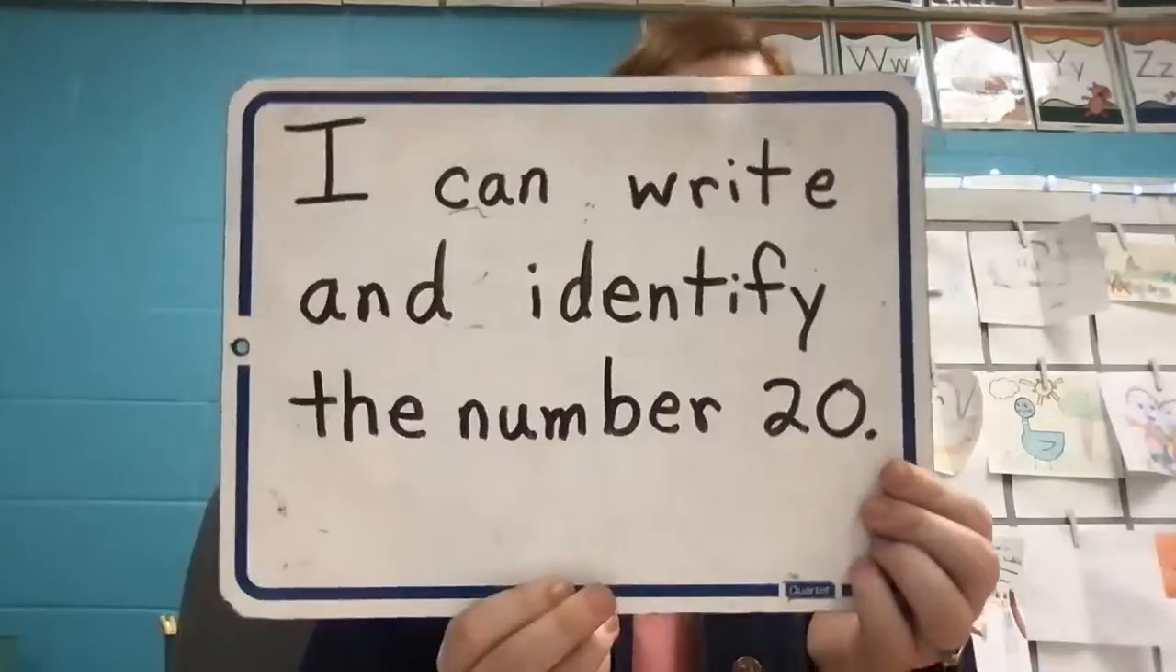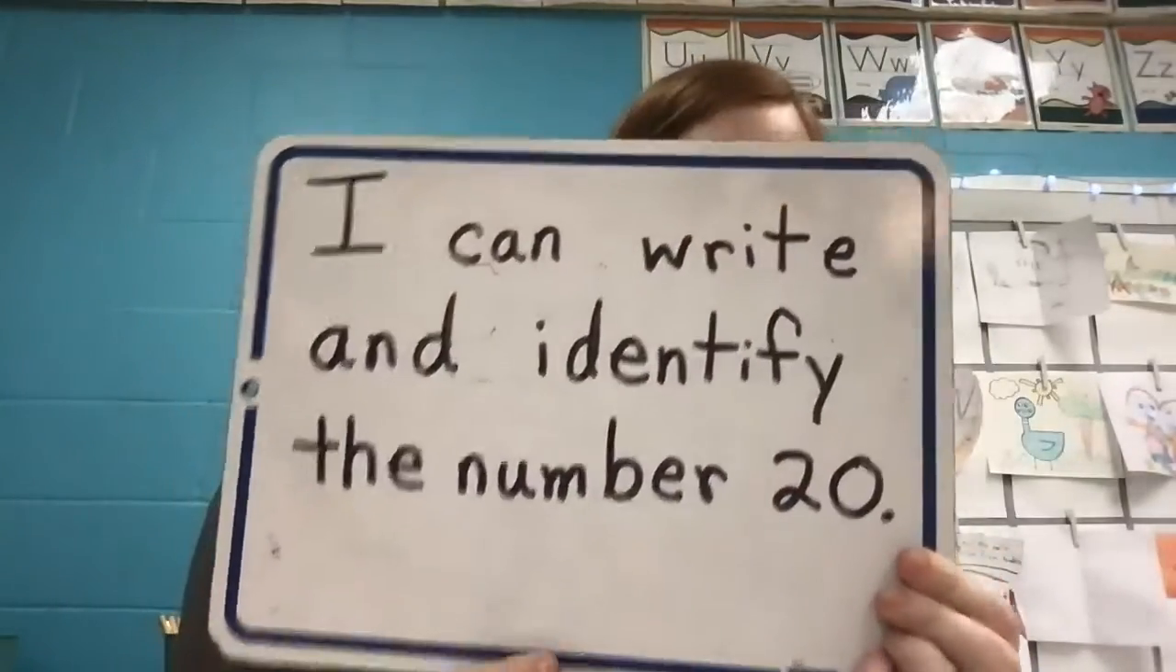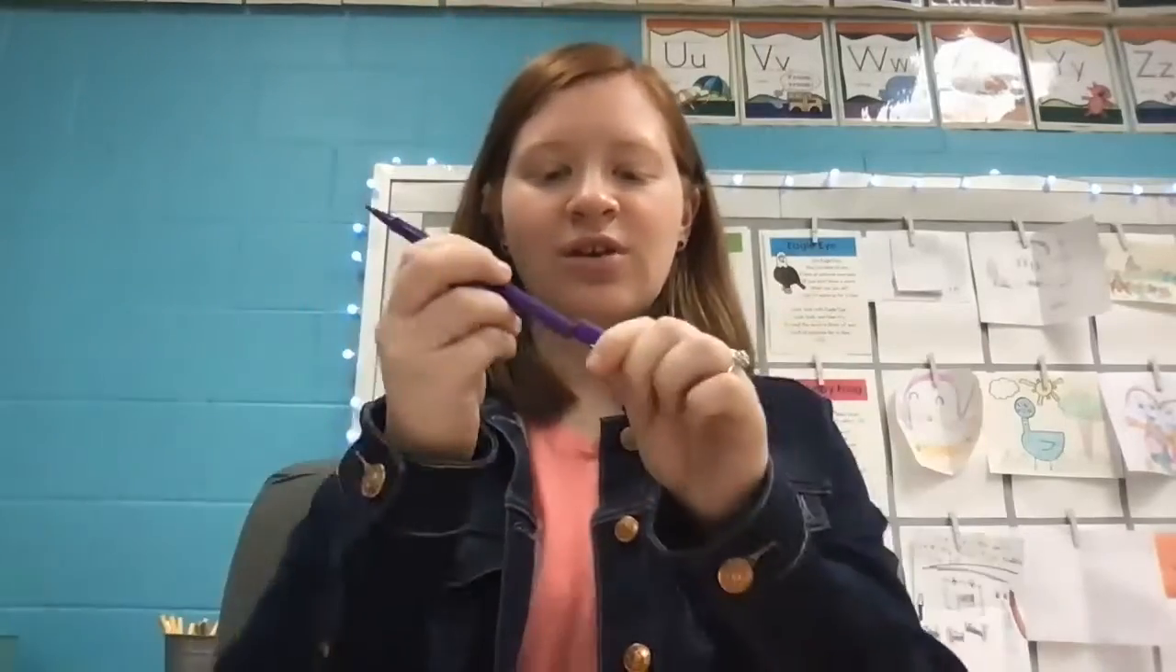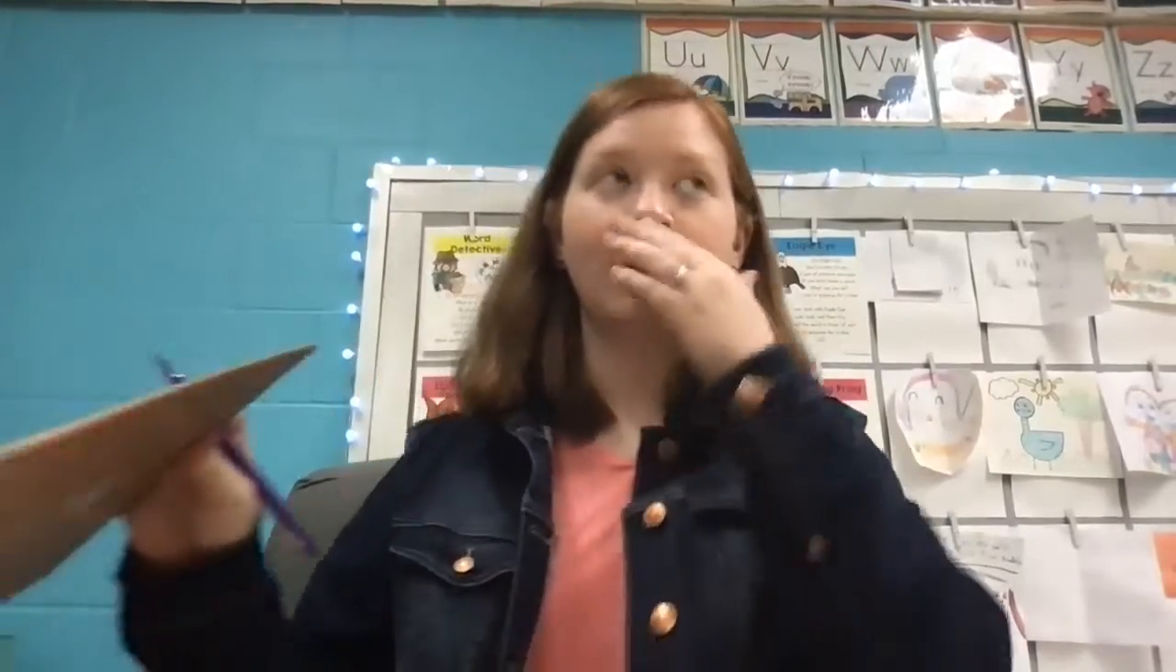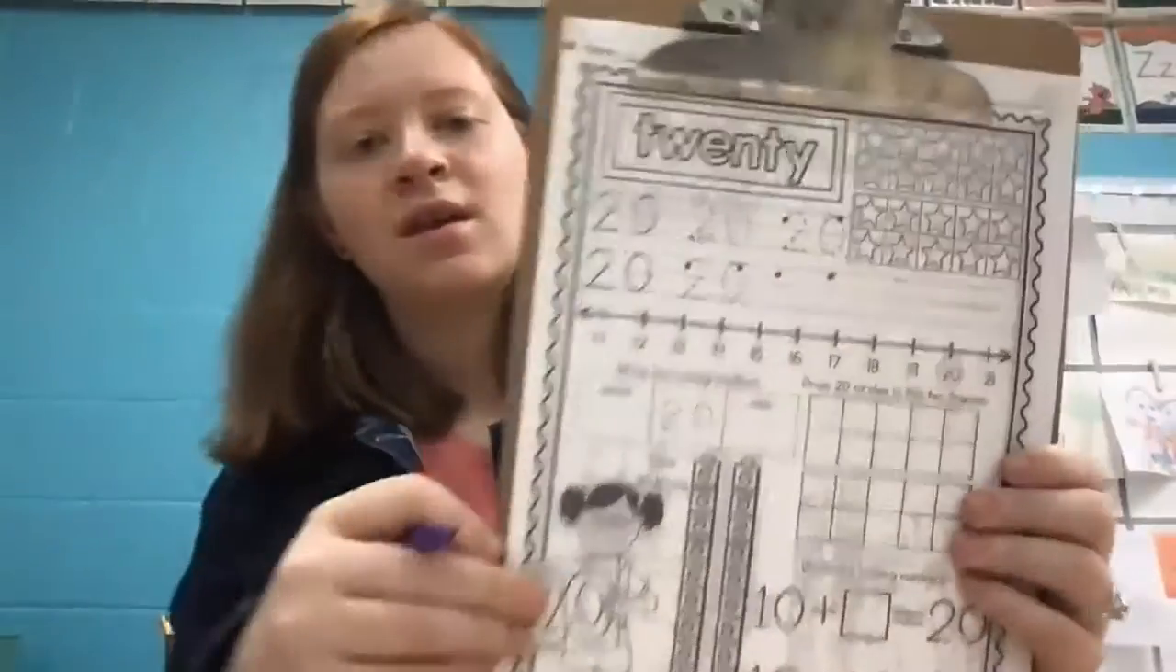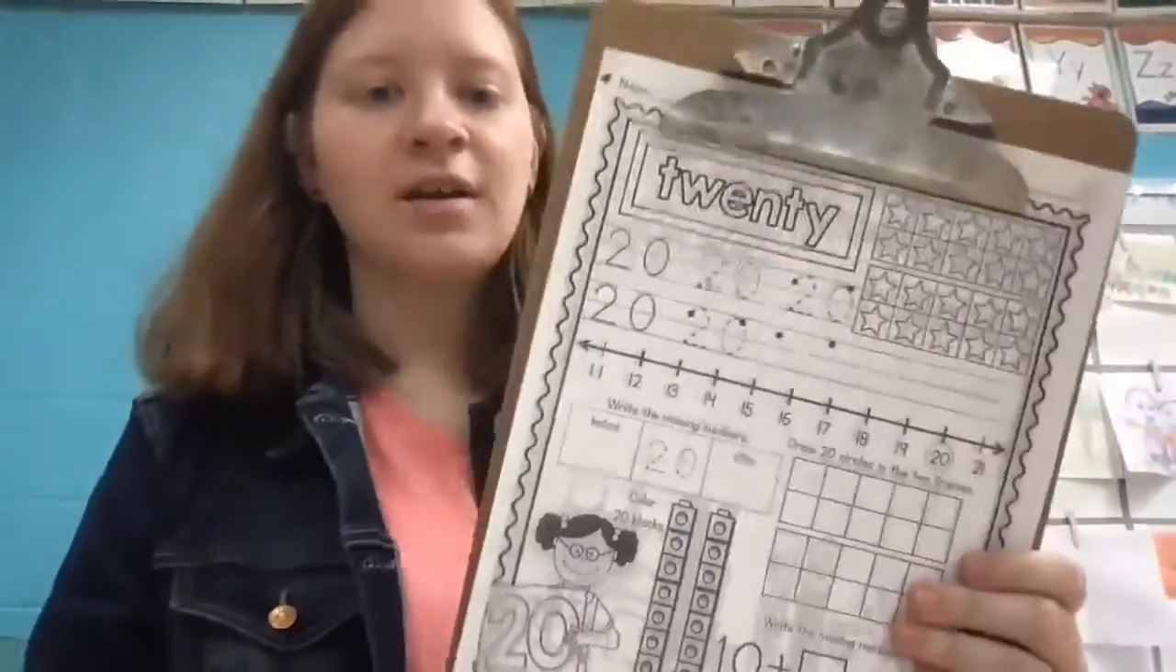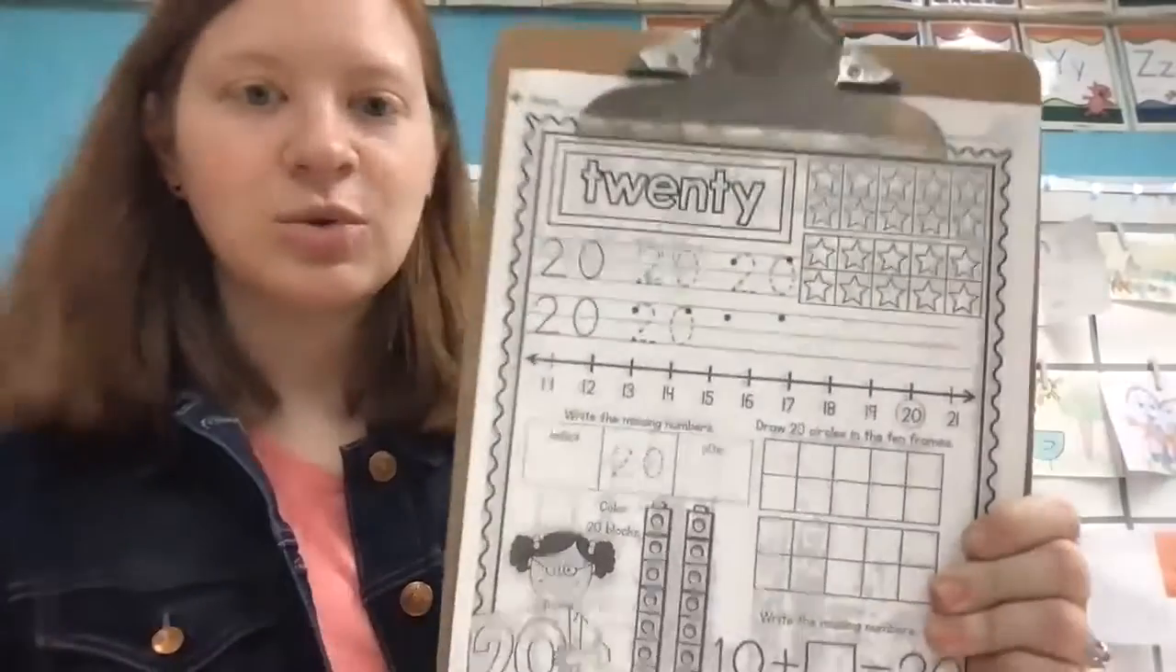Alrighty. So we are going to go ahead and get started on our math worksheet now, as I get these cards all gathered up. All right. For today, our learning target is I can write and identify the number 20. All right, so go ahead, get your pencil ready and have your packet or your math page in front of you. Today, as we've already said, we're learning about the number 20.